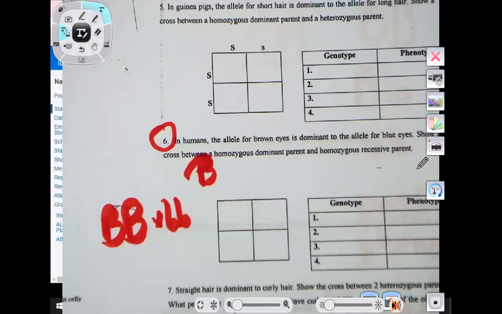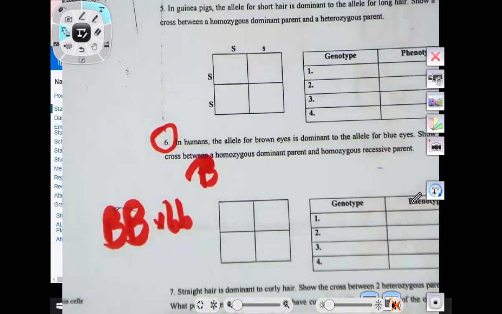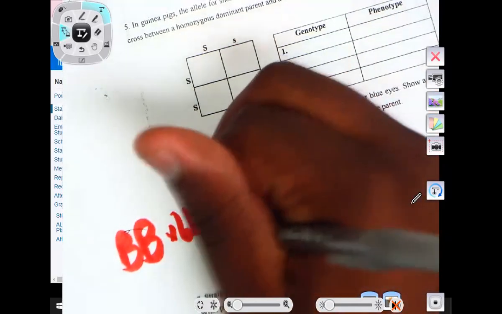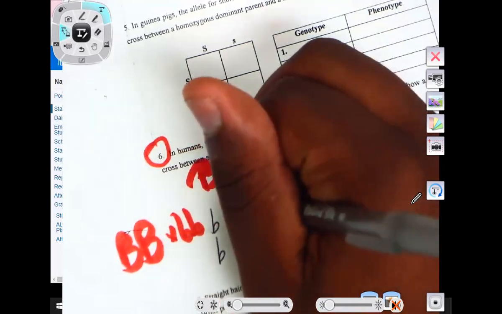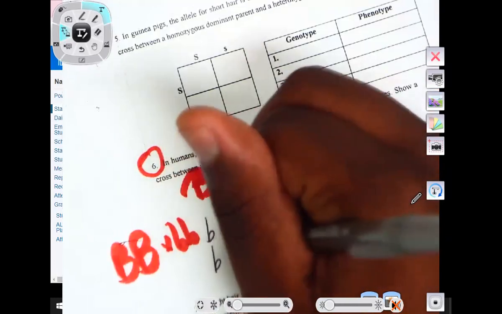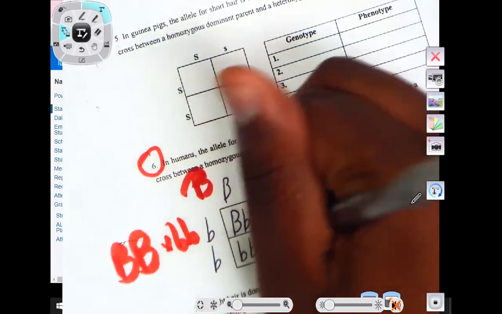Other people that may not know how to do it. All right, so here is that, and here is a pen. Please, you want me to do the whole thing? Yeah, we've already done the big B, big B times little B, little B. So now you're doing the Punnett square, number six. Yeah. All right, perfect.